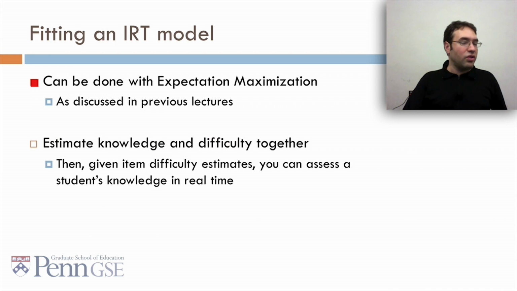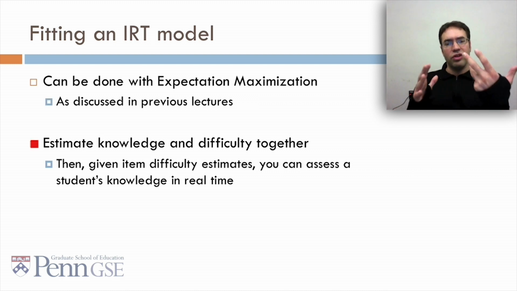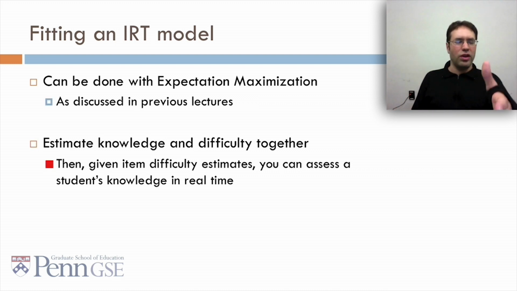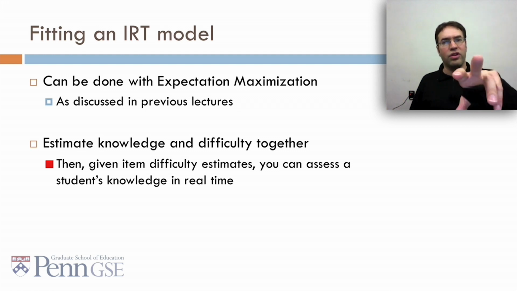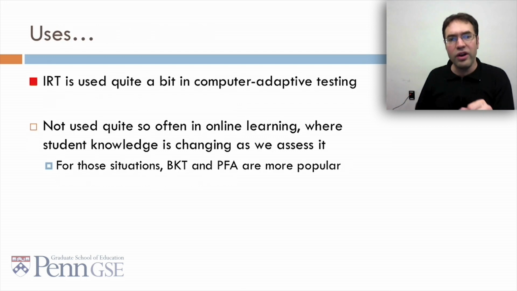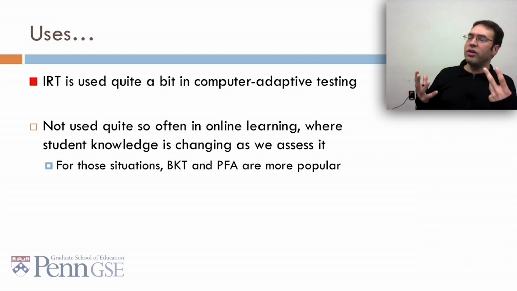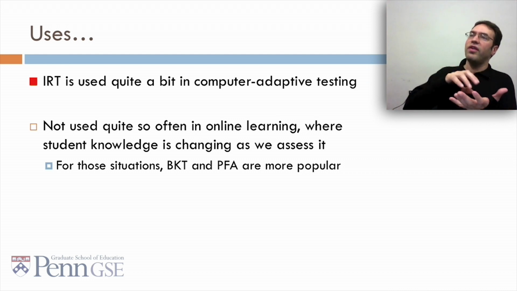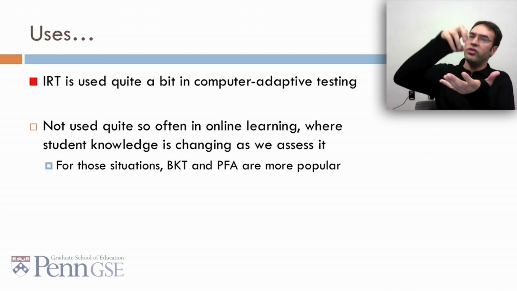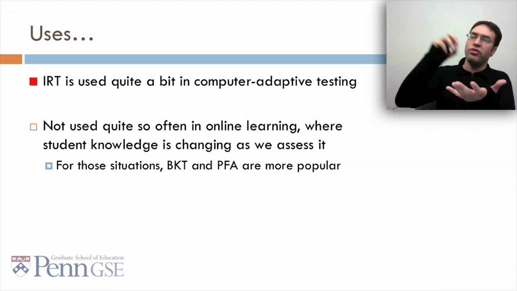Now how do you fit an IRT model? You can do this with expectation maximization, as we discussed in the previous lecture. You estimate knowledge and difficulty together. And then once you've done this, given an item difficulty estimate, you can take a new student and assess their knowledge in real time. So IRT is used quite a bit in assessment, and in the online world you see it in computer adaptive testing. Testing that tries to infer what a student knows and tries to give items the right level of difficulty and discriminability to better pinpoint what the student knows.